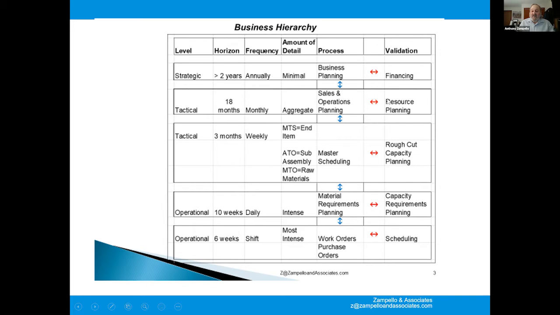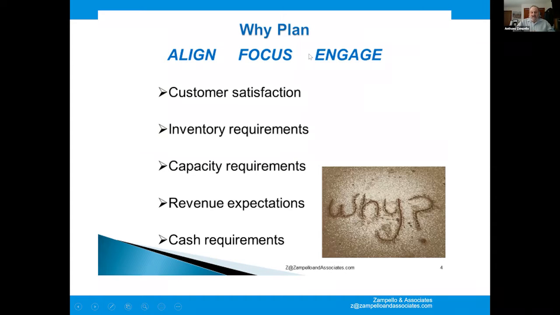If we look at our resources when we're doing SNOP and we can't increase that resource in time, we've got to go back and change our plan. So this is what I mean by a basic business hierarchy. So the question always becomes, well, why plan?